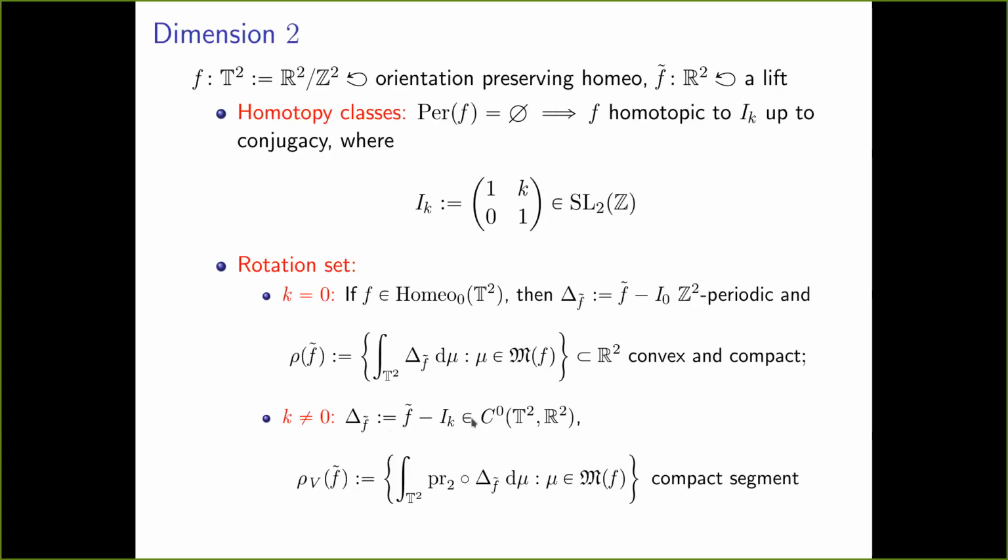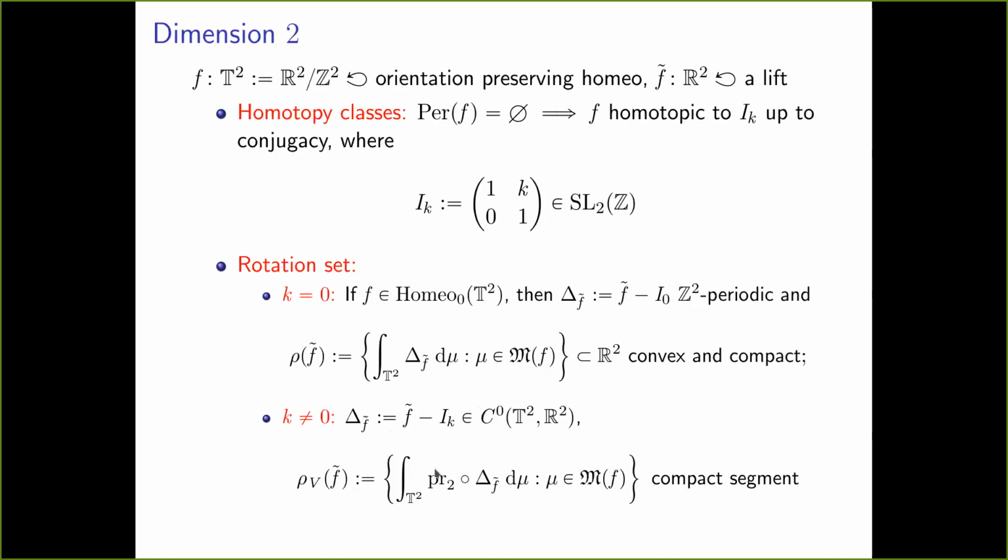But yes. What is this notation, please? PR2 is just the second coordinate. It's the projection on the second coordinate. Yeah. Okay.